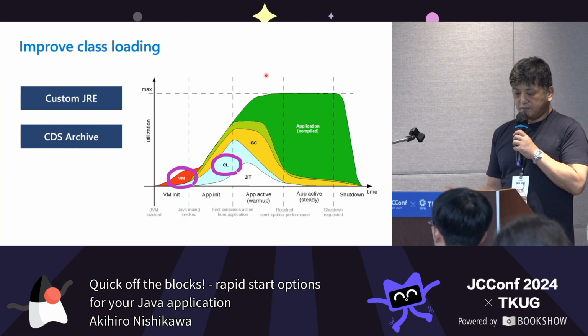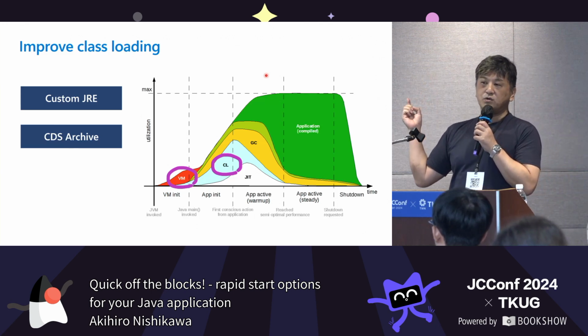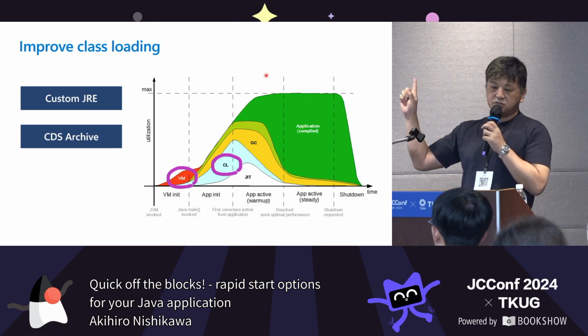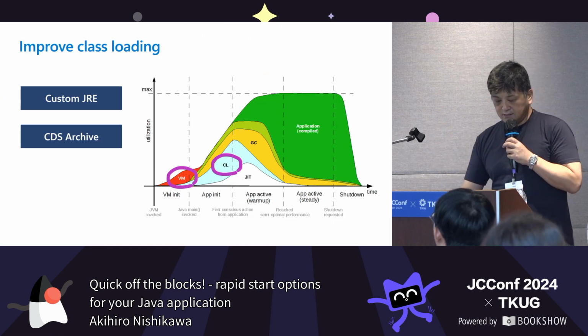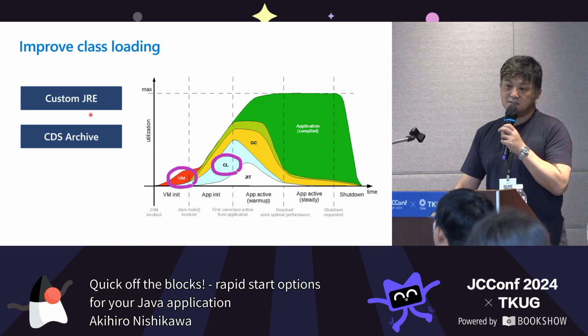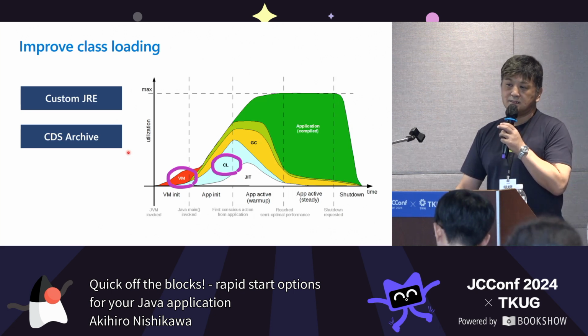Now we'd like to improve class loading. The first option is class loading improvement: a custom JRE with JLink, or using a CDS archive to load faster.